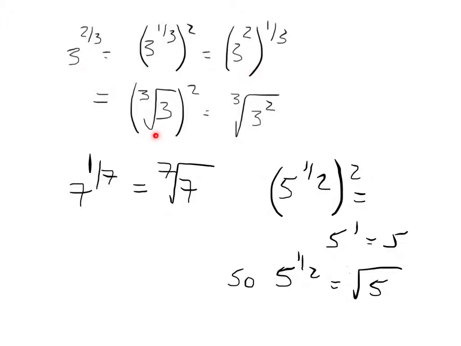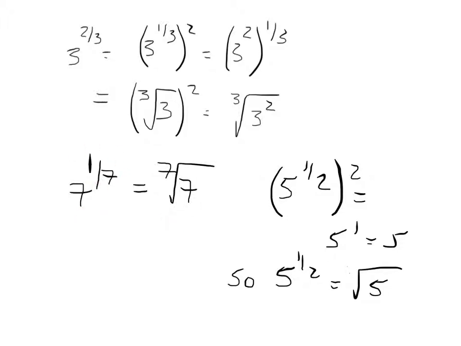The cube root of 3 squared, or the cube root of 3 squared. So 3 to the 2/3 can be expressed in 3 different ways, and you should be comfortable going back and forth amongst these. In general, if I have something like 7 raised to the 1/7, that's the 7th root of 7.